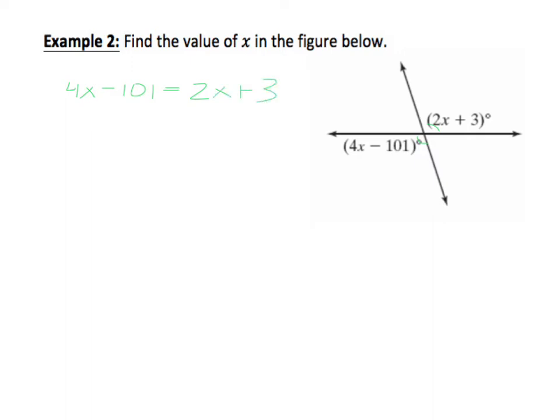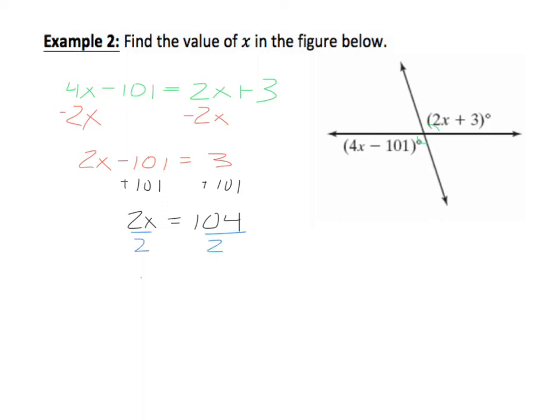And now we can go ahead and solve for x. Let's begin by getting all the x's on one side of the equation. I'm going to subtract 2x from both sides. When we do that, we get down to 2x minus 101 equals 3. Now let's get 2x alone by adding 101 to each side. And that brings us down to 2x equal 104. To finish it up, we'll just divide both sides by 2 and get x equal 52.